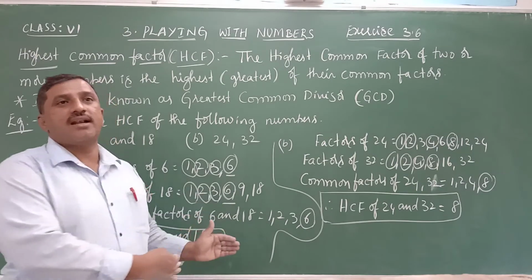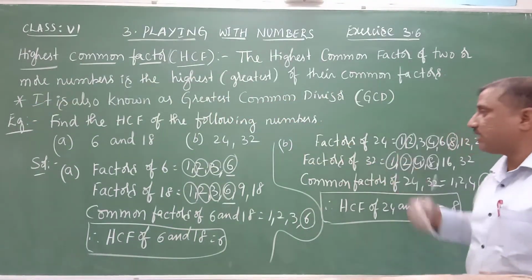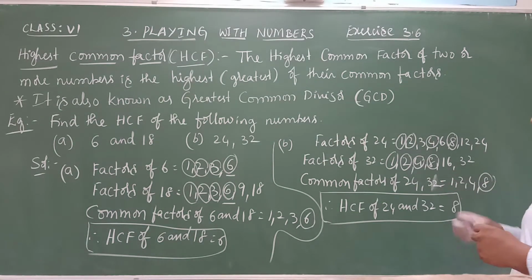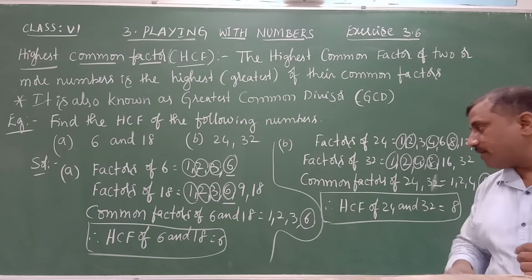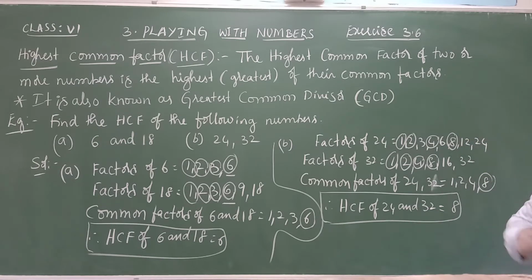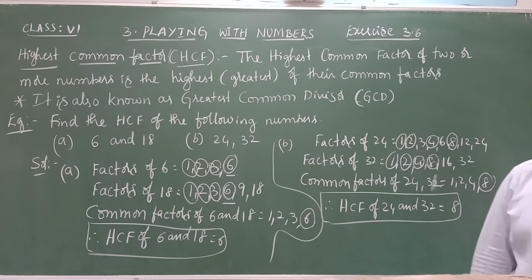This is one method. In this method what we will do? We will write all the factors of the given numbers and identify the common factors. In that, we will take the greatest common factor as the HCF. Is it clear, children? Next we will discuss the prime factorization method to find the HCF of the numbers.